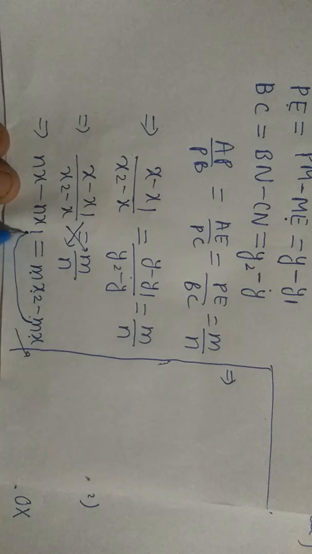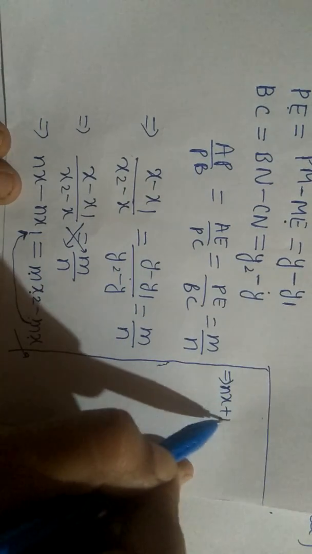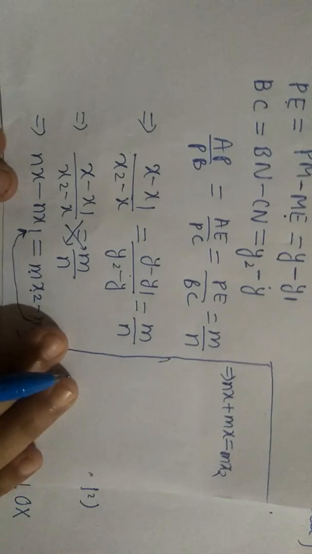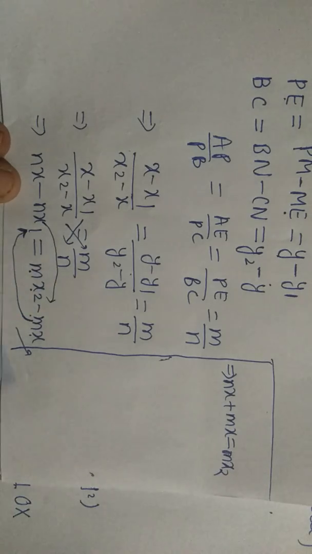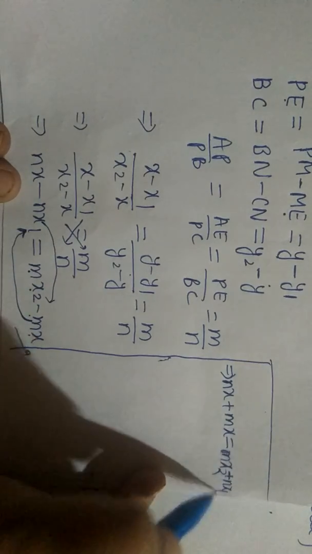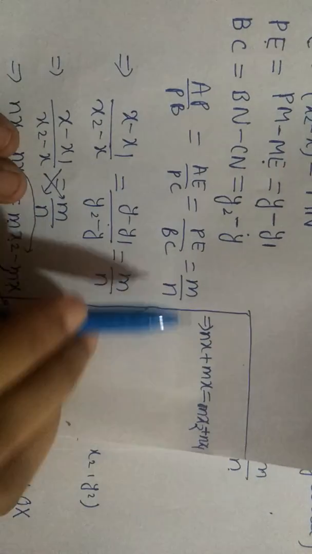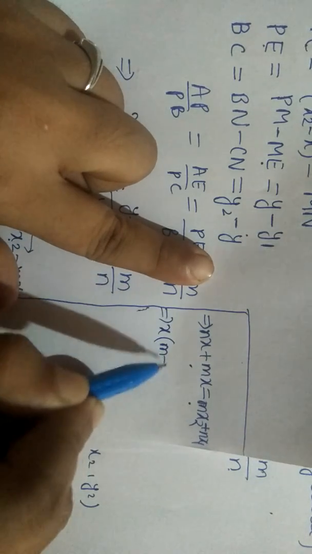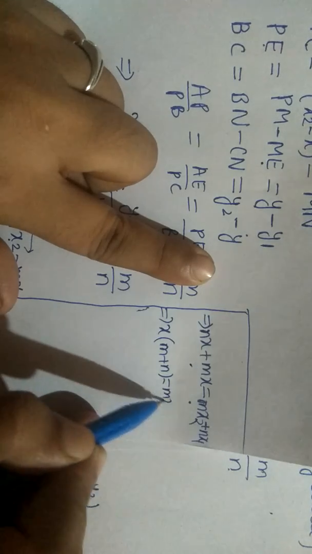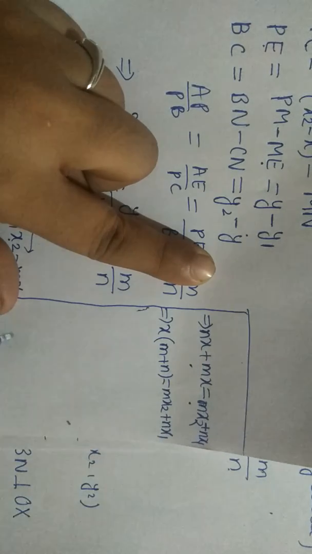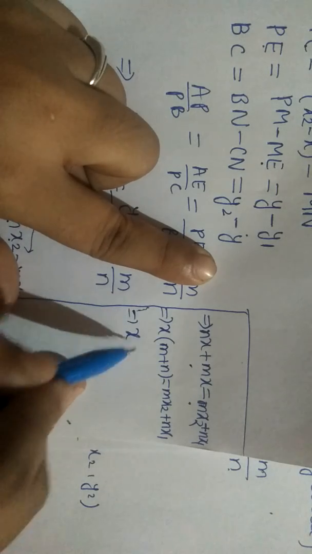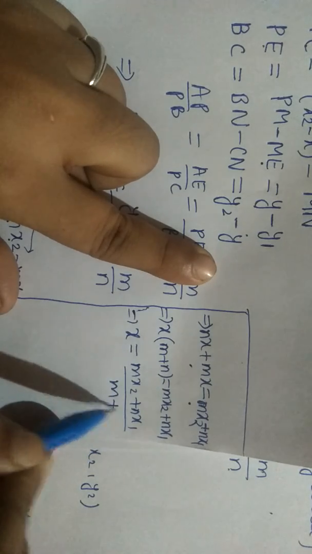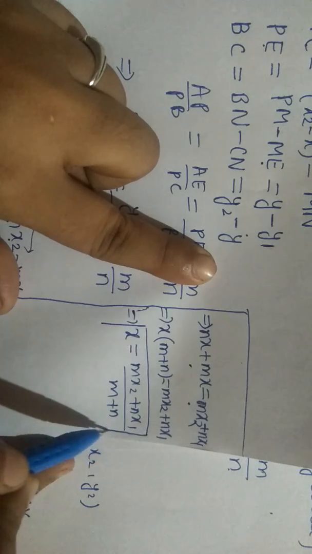Now this mx goes this side, so we will get here nx plus mx is equal to mx2. Okay, mx2 and this nx1 goes this side, so plus nx1. Okay, this is what? nx plus mx equals mx2 plus nx1. Here x is common, you will get here m plus n times x is equal to mx2 plus nx1. Okay, so students, we will get here our x coordinate, that is mx2 plus nx1 upon m plus n. This is the x coordinate of point P.